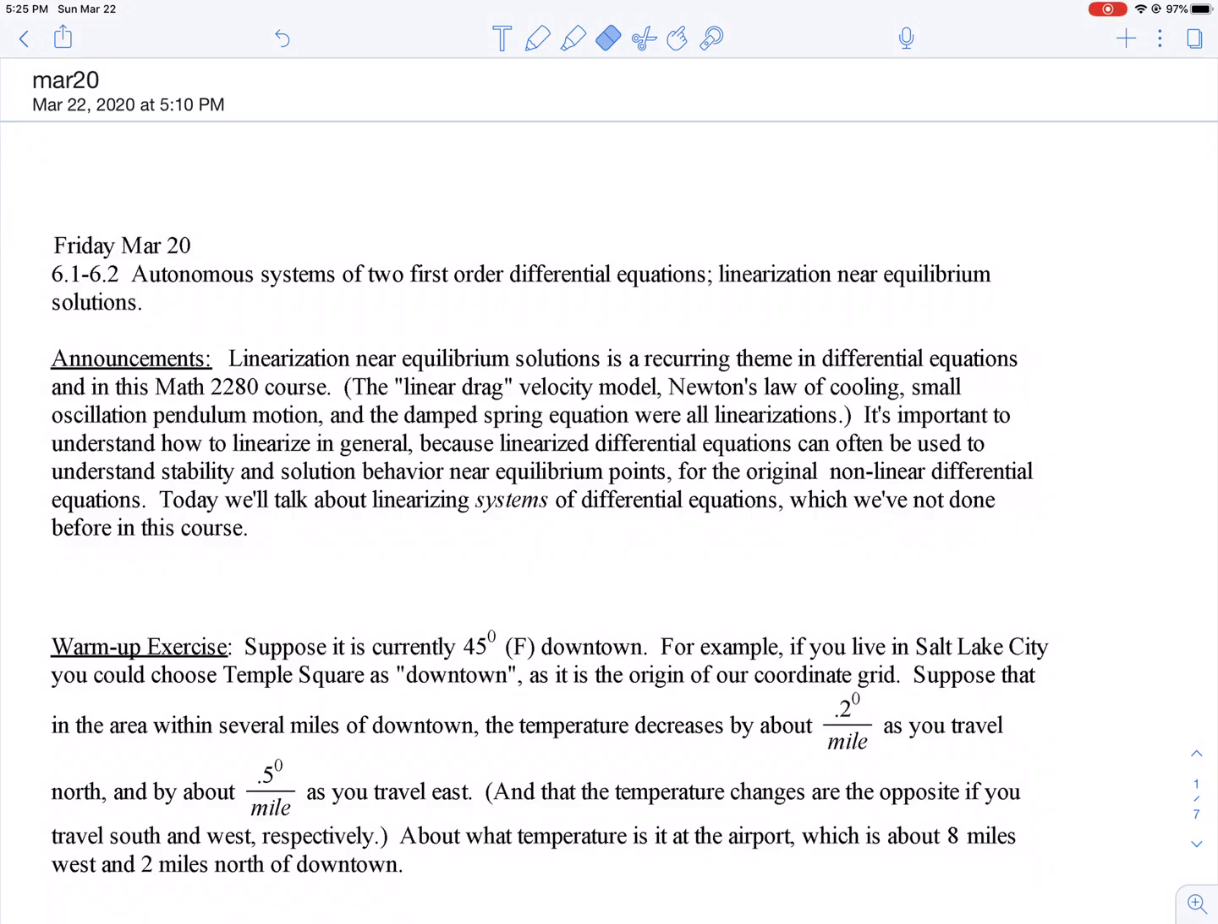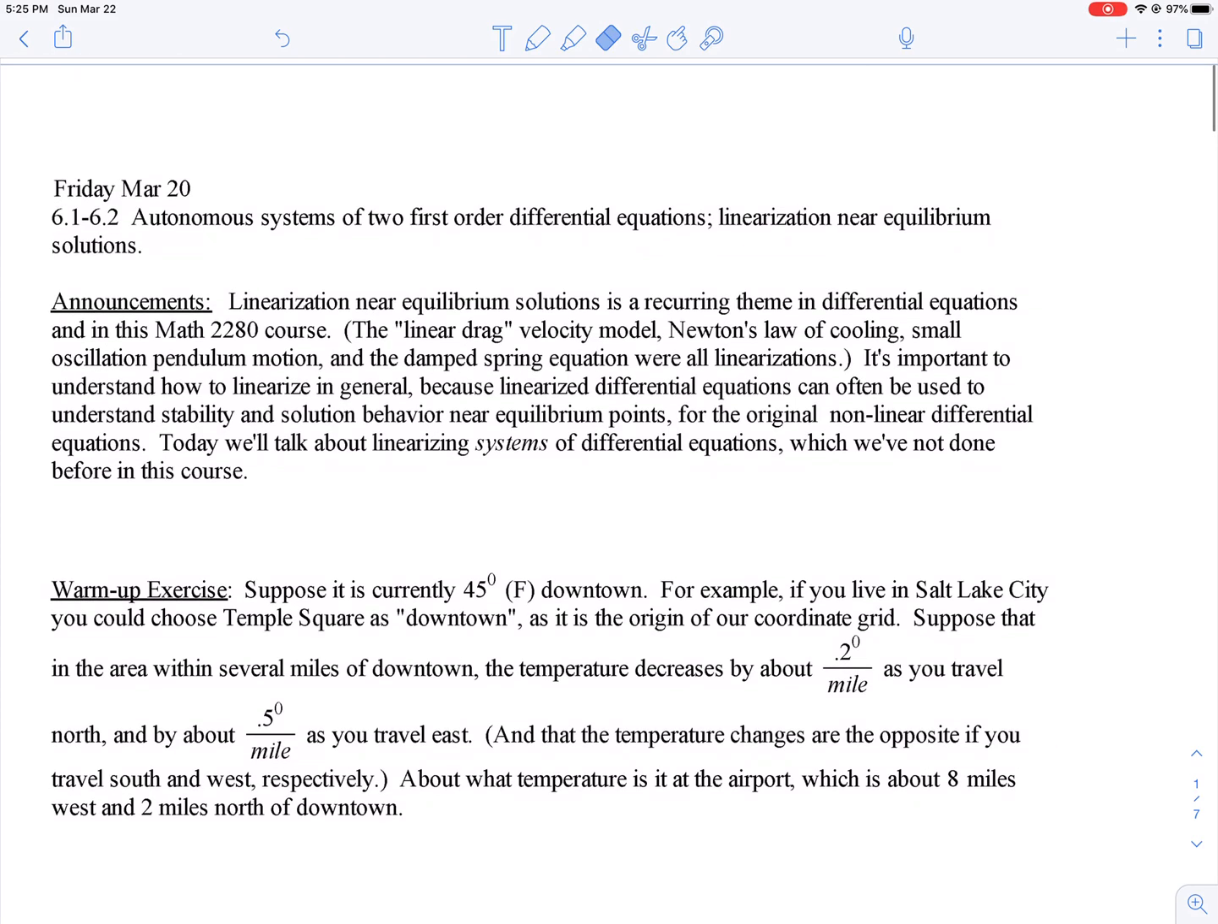In this lecture, we're going to talk about autonomous systems of two first-order differential equations, and we're going to use the technique known as linearization, which we've seen before in this course, near constant solutions to understand what the solutions to the nonlinear system look like.